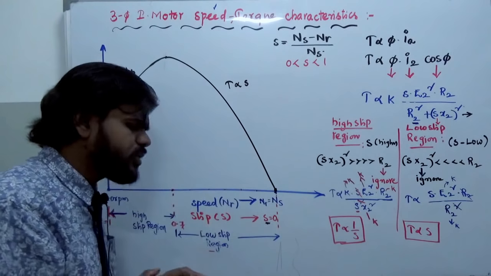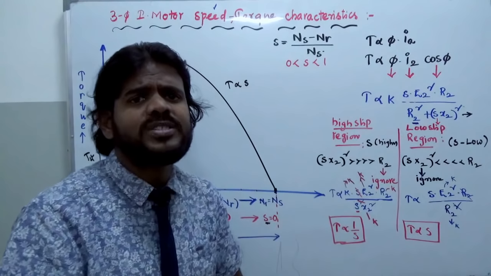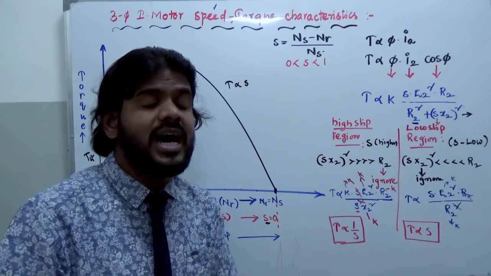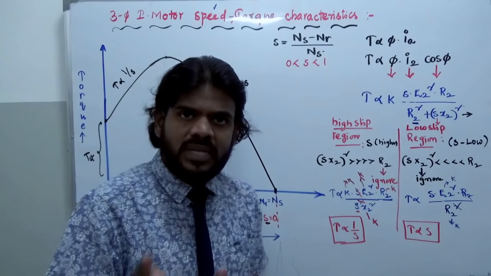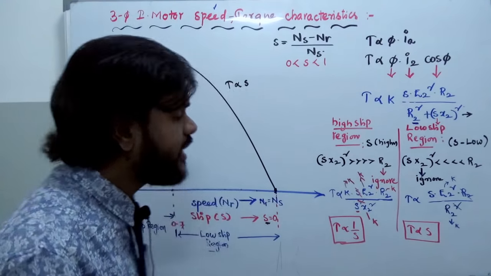Now I have a question for you. What about the speed? Because we are not studying the torque and slip characteristics, we are studying about the torque and speed. So how about the speed variation? Yes, you can get it from there.